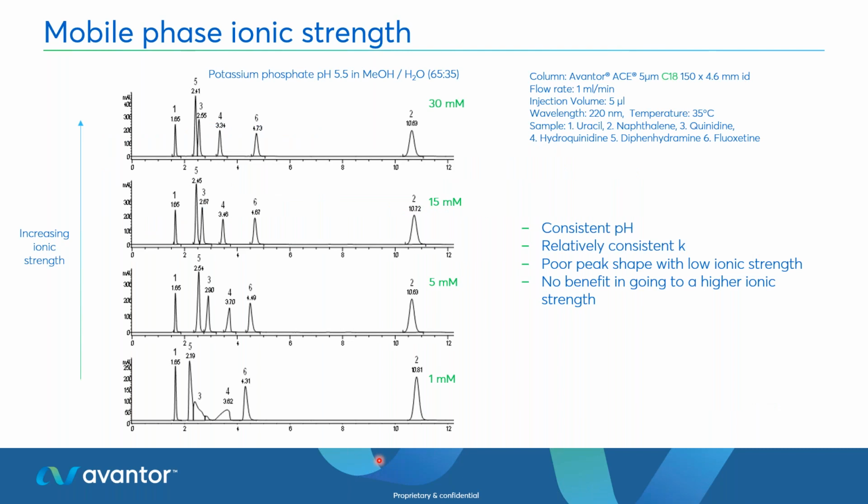This is looking at a C18 column and looking at different ionic strengths of the same potassium phosphate, pH 5.5. So we've maintained the same pH. All we're doing is looking at changing the ionic strength. You can see as I go up the screen here, I've got an increased ionic strength.